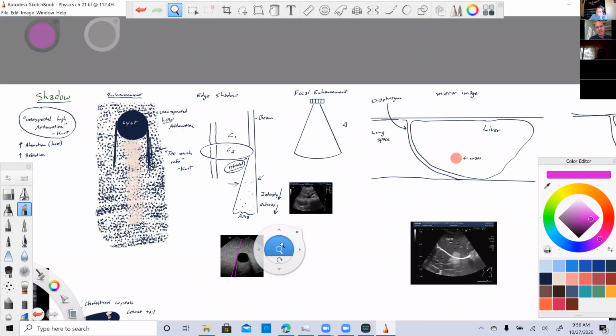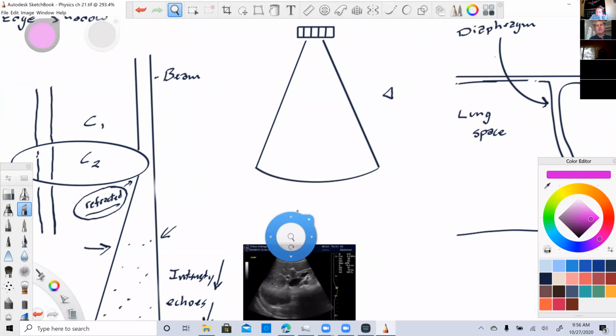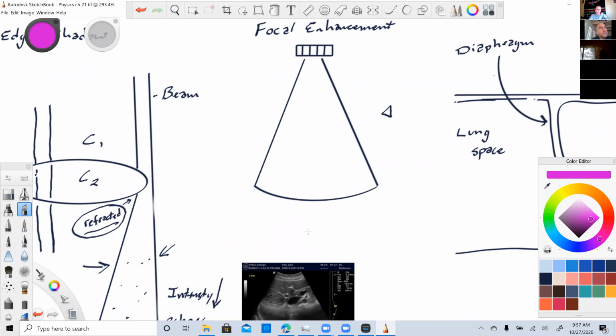Next one is new, so I'll slow down, although I don't really like this. This is one of my least favorites, because it's so easily fixed. Well, we were just talking about intensity of the sound beam. The more narrow the beam, the higher the intensity. The higher the intensity, the stronger the echoes.